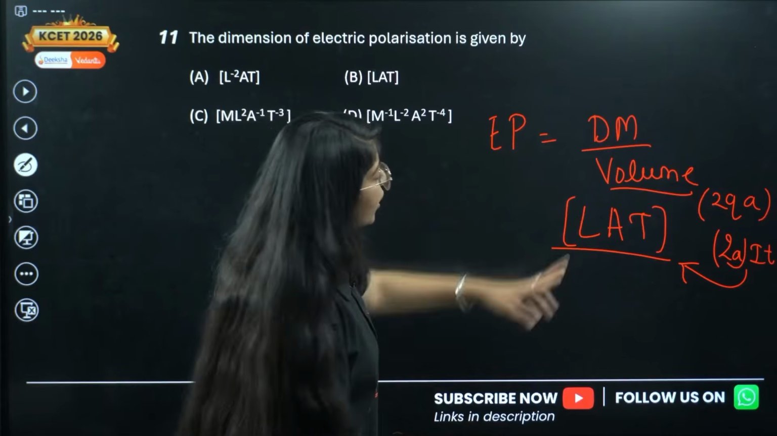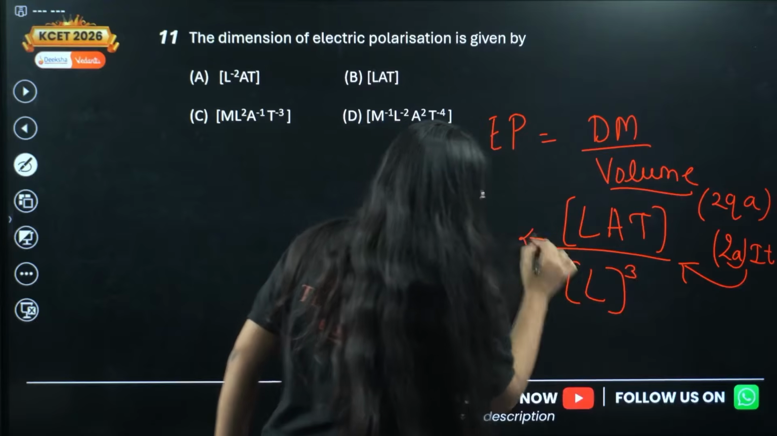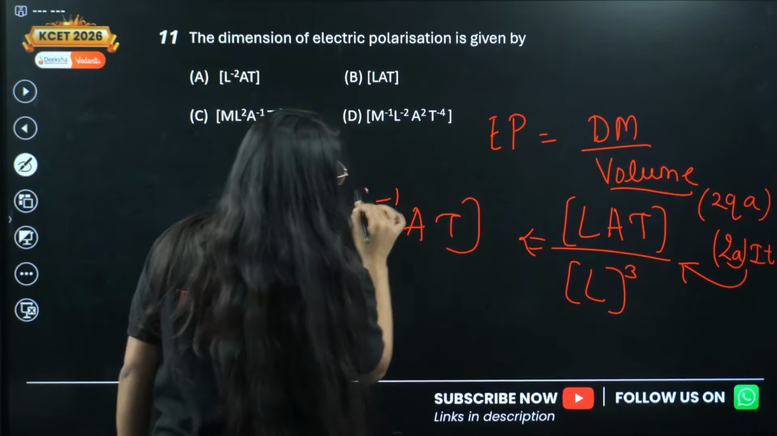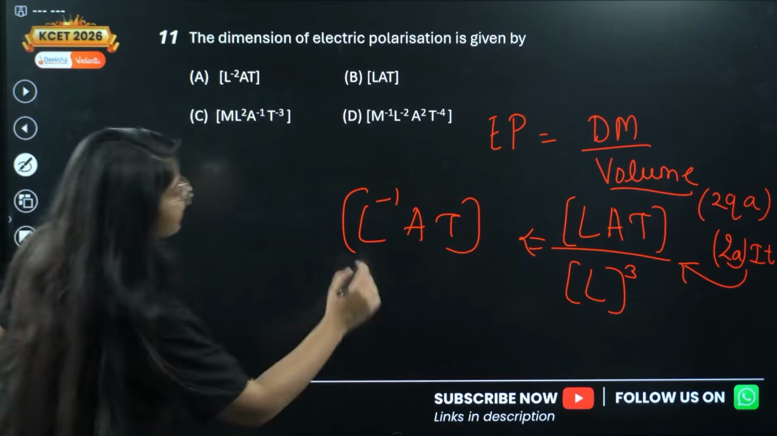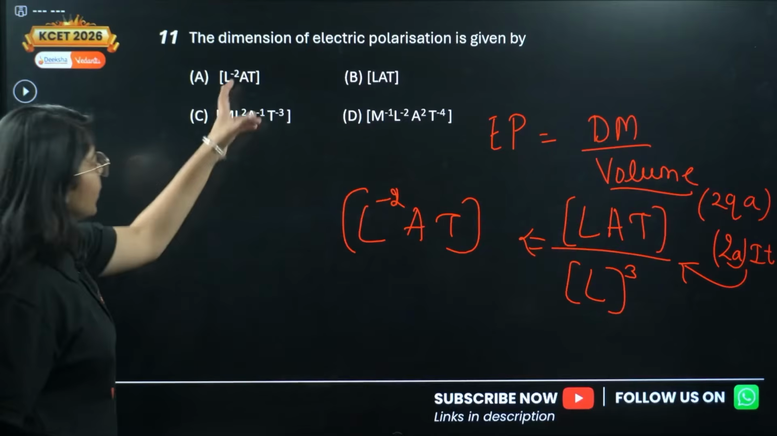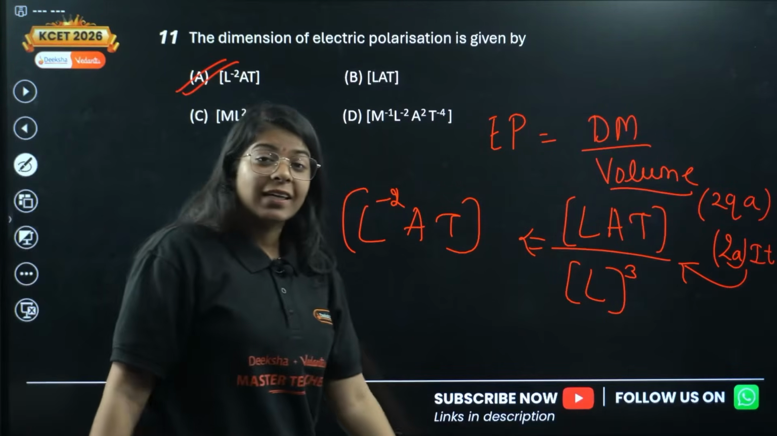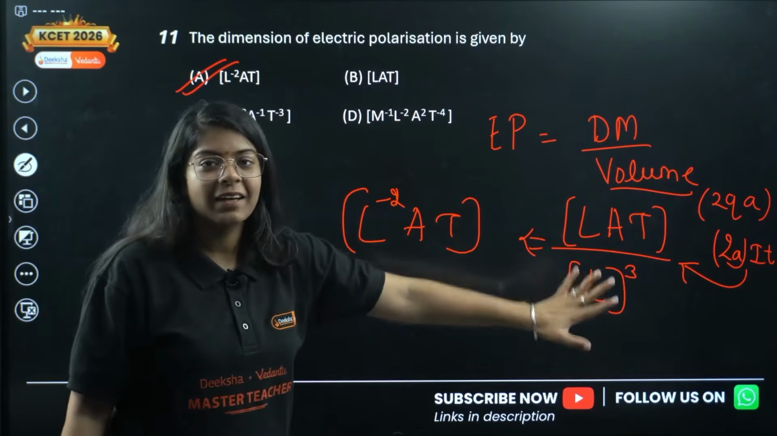Now, per unit volume, that means L cube, and if we solve this, we will get L power minus 2 A into T. Do we have this option here? We do have this option, that is option A. That is very easy yet very important. Understood everything? Can we move?